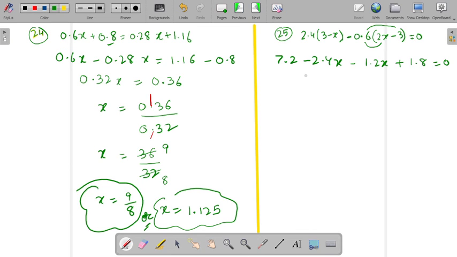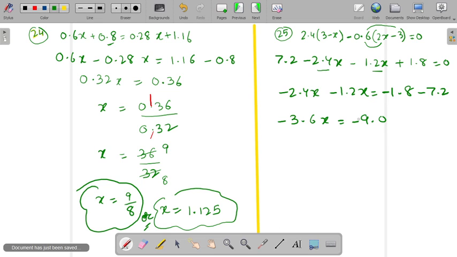Now what will be the step? You will keep these two here itself, minus 2.4x minus 1.2x. These are your two terms on the same side, so you will keep them here and shift the other term on the other side of the equal sign. So the sign will get changed. It will become minus 3.6x equal minus 9.0. Minus 3.6x equal minus 9.0.